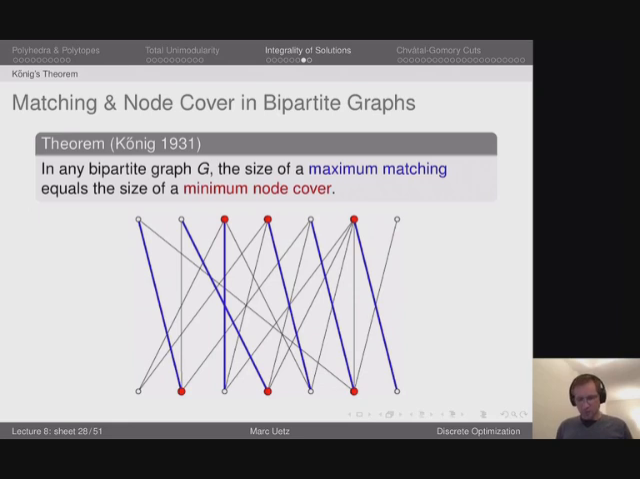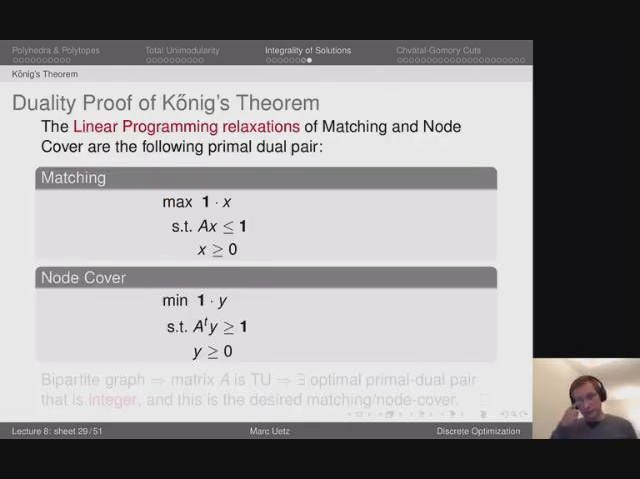But now, how do we prove Koenig's theorem in general, not just on this example? Well, you could write down a proof from basic principles, but we can as well just use the theory that we have developed so far. Because now the proof just follows from everything that we have derived so far. The only thing that I have to realize is that the matching linear program and the node cover linear program are the duals of each other. Moreover, for bipartite graphs, the corresponding constraint matrices are totally unimodular.